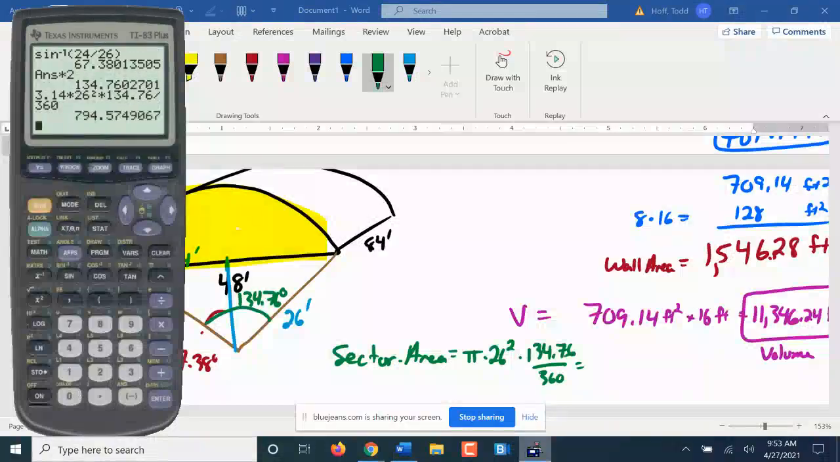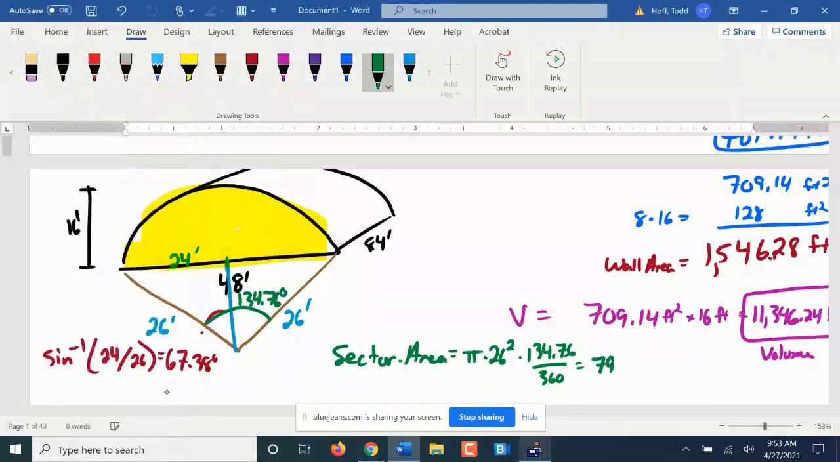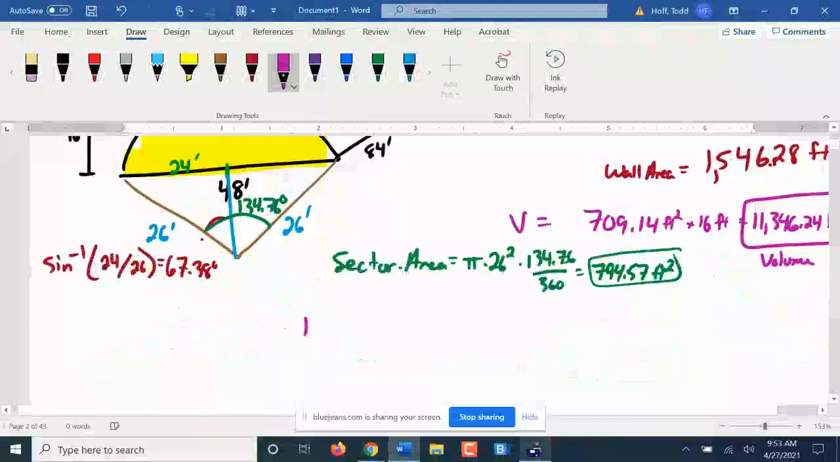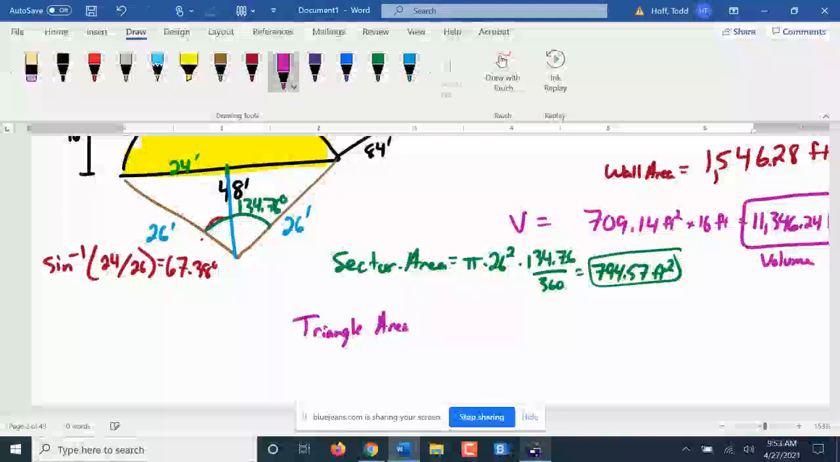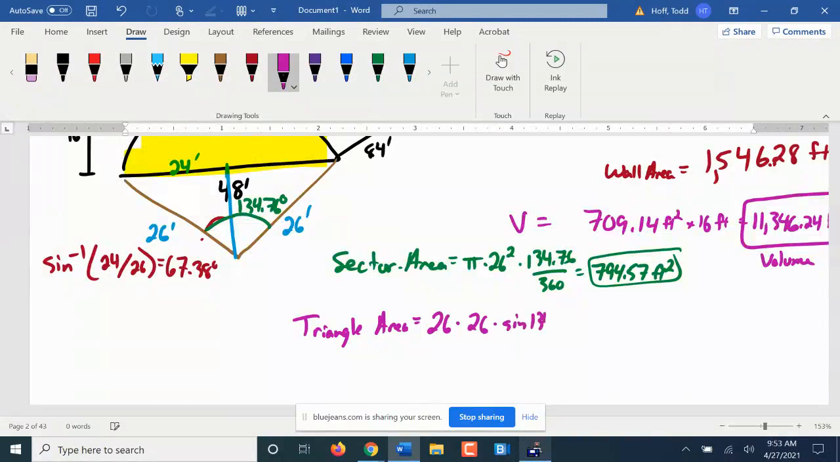Giving us 794.57. Then we're going to subtract out the triangle. The area of that triangle, we're going to do side 26 times the next side, also 26, times the sine of the angle, so the sine of 134.76 degrees, over 2. That's A times B times sine of C over 2.